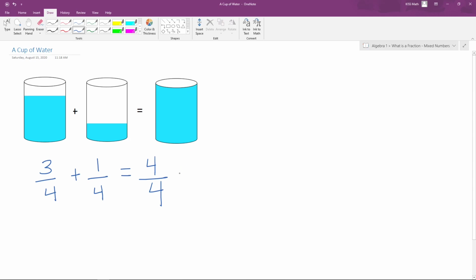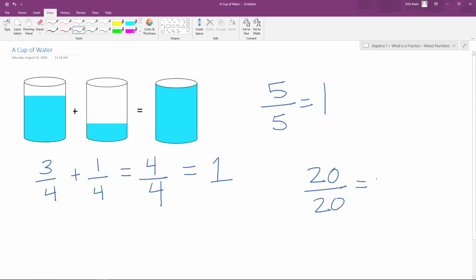This whole thing is filled up. So we can call this 4/4 the same as 1. Now any fraction where the top and bottom numbers are the same like this is 1. So for example, 5 out of 5 is 1, or 20 out of 20 is also 1.